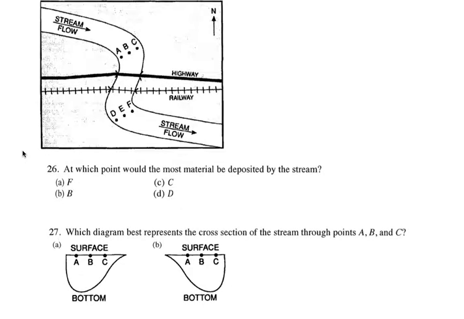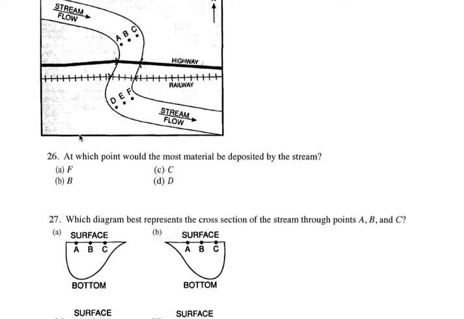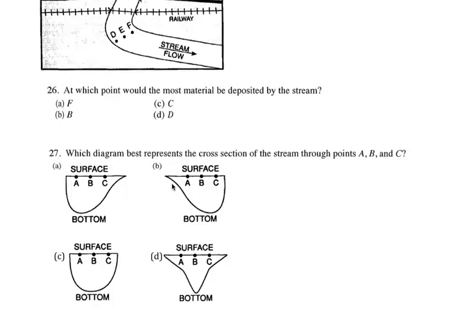27. Which diagram best represents the cross-section of the stream through points A, B, and C? Is it A? Is it B? C, or D?